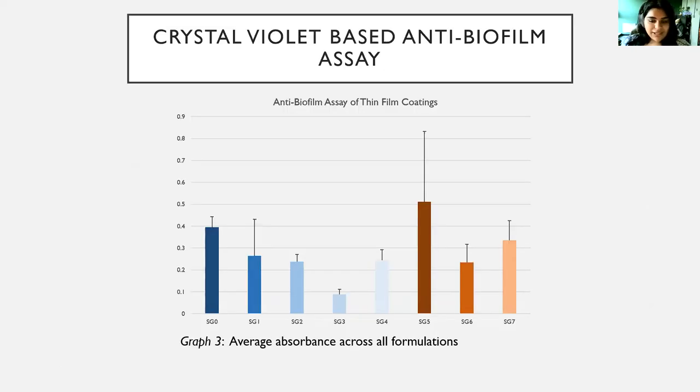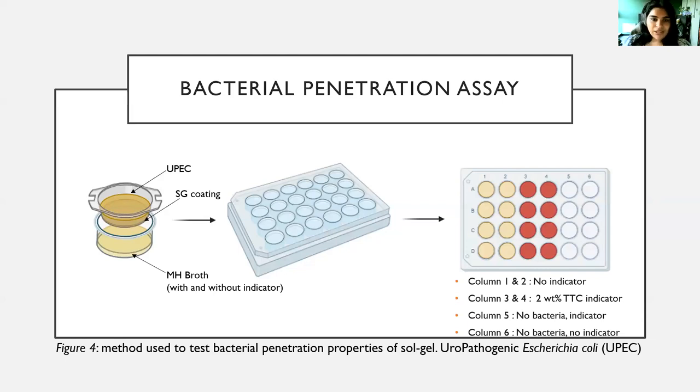So we can see that sol-gel one has very low absorbance, very low biofilm formation, and sol-gel five, which had the most cracks, has the biggest formation of biofilm. What that can relate to is that with a rougher surface, you're getting more adhesion of the bacteria.